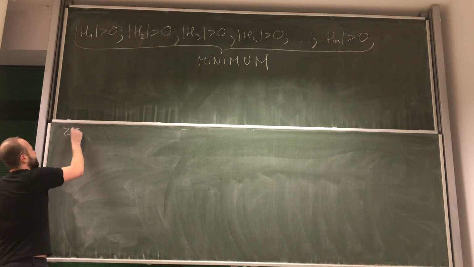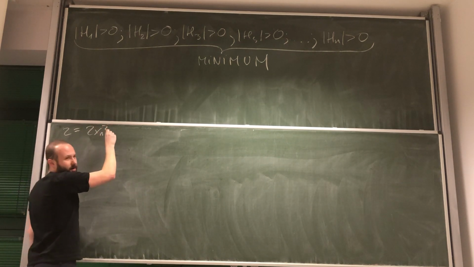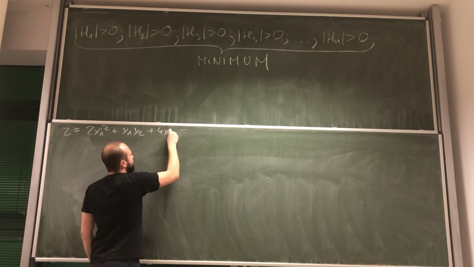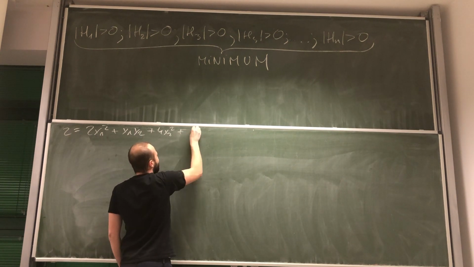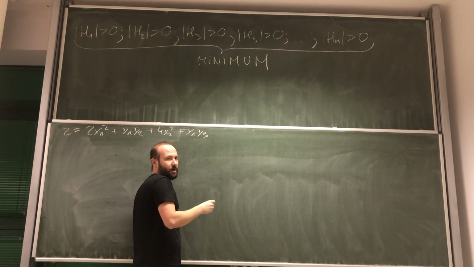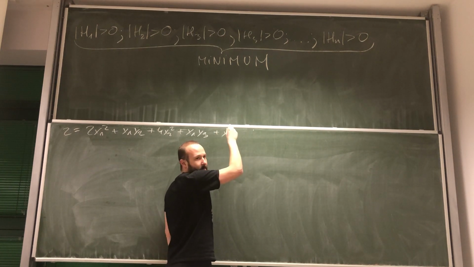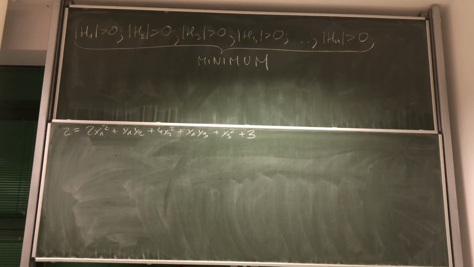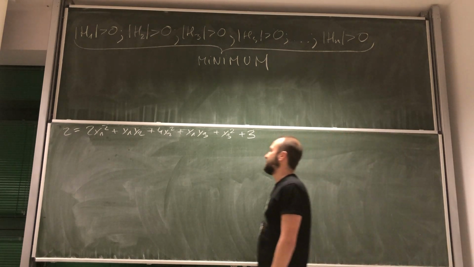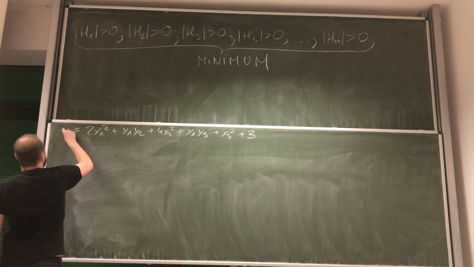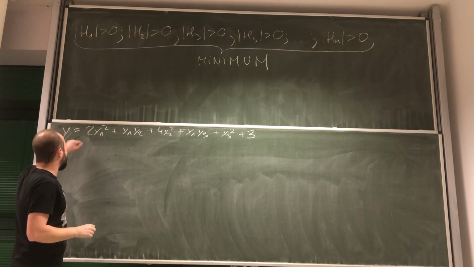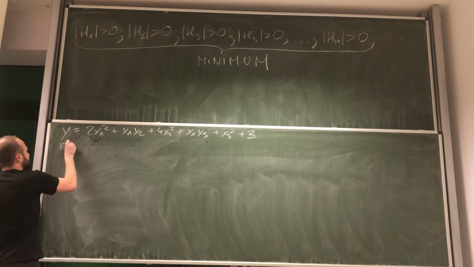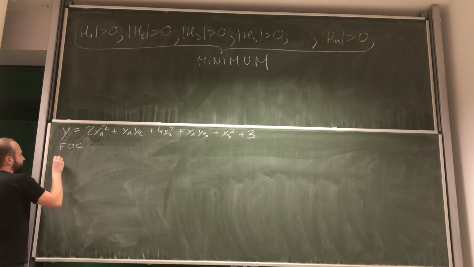Okay, so we've got z equal to 2x1 squared plus x1 x2 plus 4x2 squared plus x1 x3 plus x3 squared plus 3. Okay, so we need to find the extremum of this function. This function has three different variables, of course. Well, it doesn't really matter, but let's use y. x1, x2, and x3. Okay, so first thing we use is the first order condition, and we calculate three derivatives.